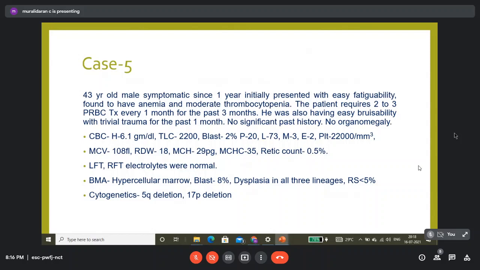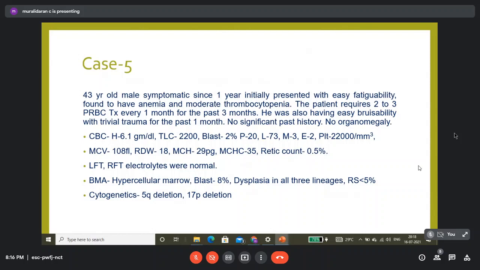So moving on to the fifth case. The fifth case is a 43-year-old male patient, symptomatic since 1 year, initially presented with easy fatigability and found to have anemia with moderate thrombocytopenia. So he was having bicytopenia, requiring blood transfusion monthly for the past 3 months. And also recently started having easy bruisability, like bleeding symptoms, for the past 1 month. There is no significant past history, no other clinical features. So a 43-year-old patient with bicytopenia, requiring blood transfusion, and a recent history of bleeding symptoms.